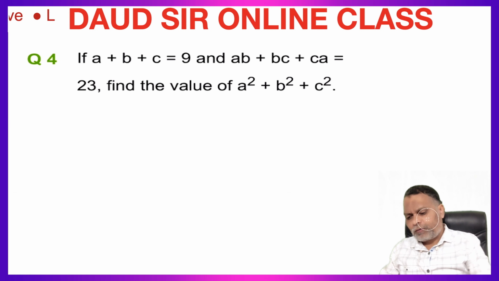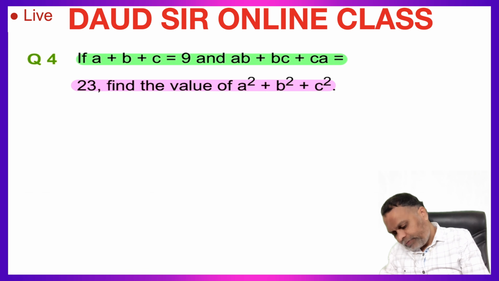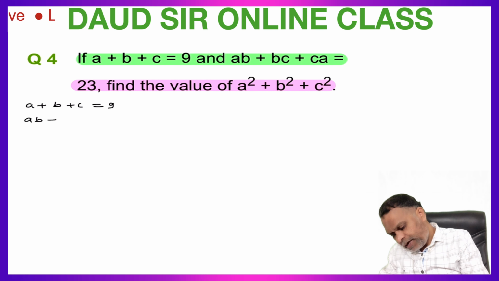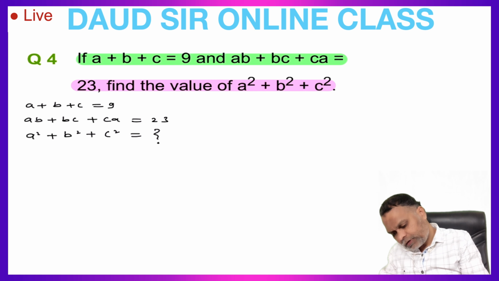Question number 4. If a + b + c is equal to 9 and ab + bc + ca is equal to 23, find the value of a² + b² + c². So write this given. a + b + c is equal to 9. ab + bc + ca is equal to 23. So find the value of a² + b² + c² is equal to question mark.